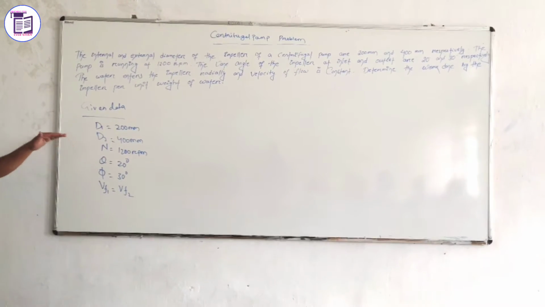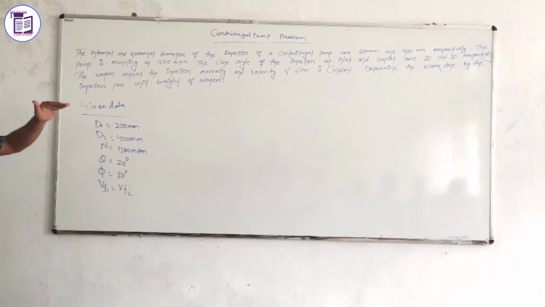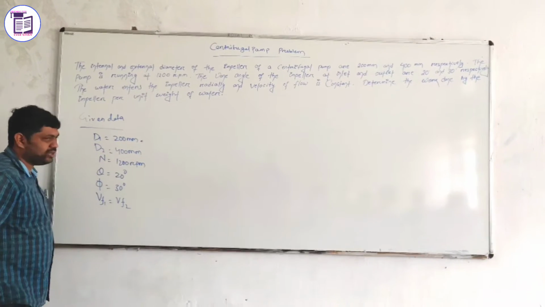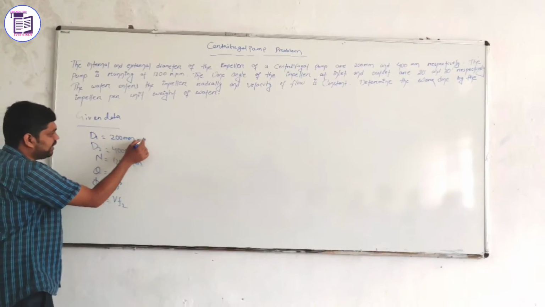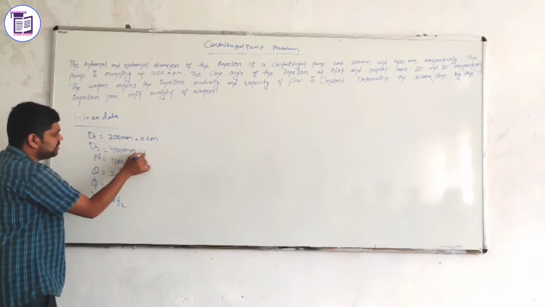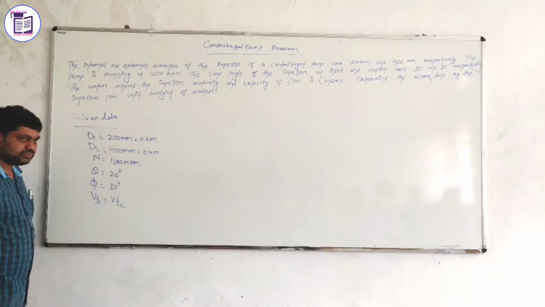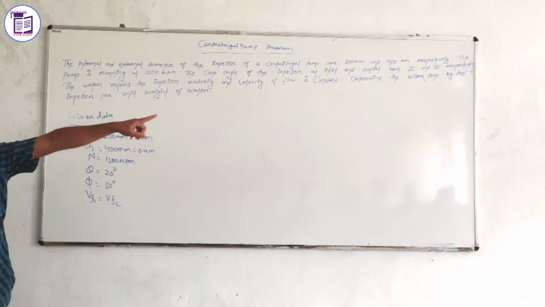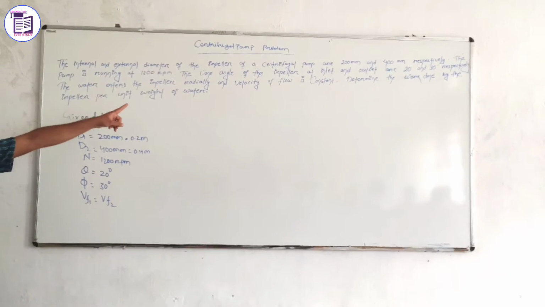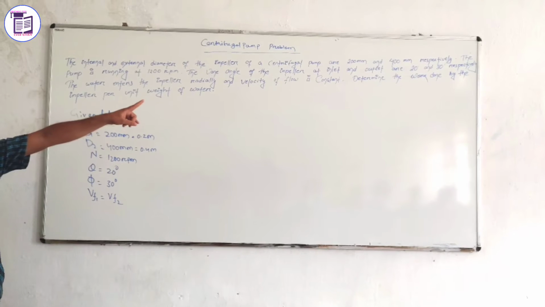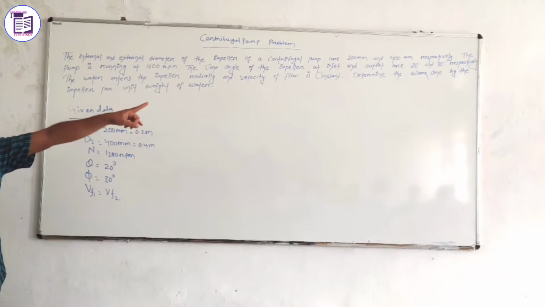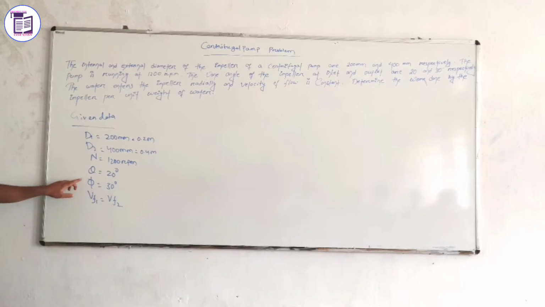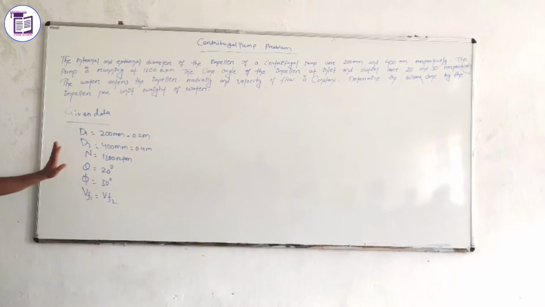So what is given here? The internal and external diameter of the impeller, D1 and D2. Converting them into meters, we can write 0.2 meter and 0.4 meter. N is given: the centrifugal pump runs at 1200 rpm. The bend angle of the impeller at inlet and outlet is given as 20 degree and 30 degree respectively. So theta and phi are given as 20 and 30.